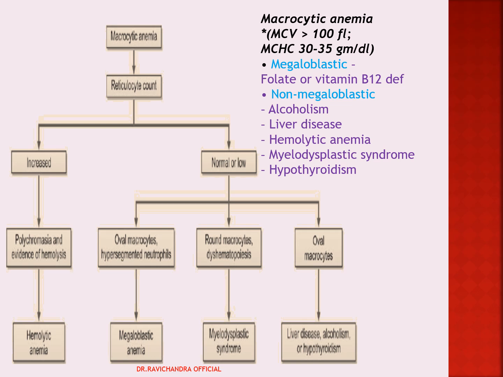When there are macrocytes in the peripheral smear, you have to advise a reticulocyte count. If it is increased and there is polychromasia and evidence of hemolysis, it is hemolytic anemia. When the reticulocyte count is normal or low, and you see oval macrocytes and hypersegmented neutrophils, then it is megaloblastic anemia. If you appreciate round macrocytes and dyshematopoiesis, then it is because of myelodysplastic syndromes. And if you see only oval macrocytes, it can be because of liver disease, alcoholism, or hypothyroidism.